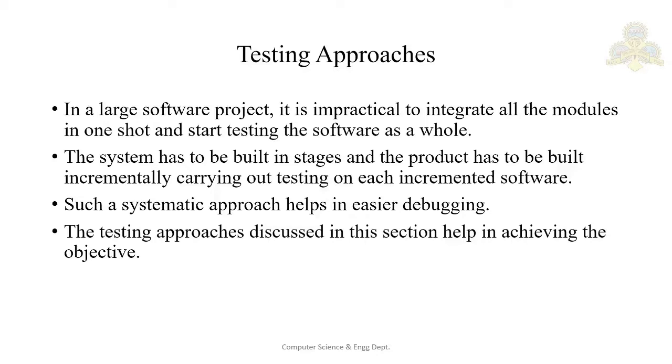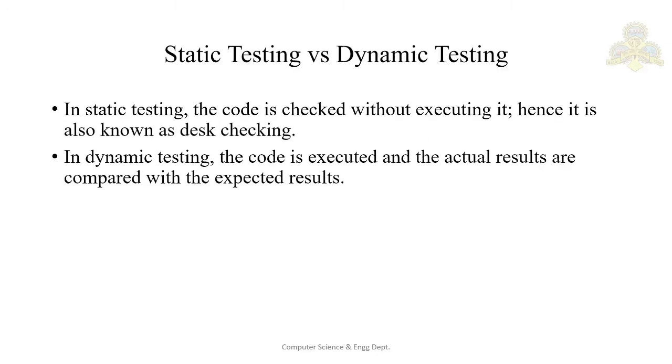The first one we would be talking about is static versus dynamic testing. We have already seen this one in the last chapter, right? What happens in static testing? Once you have written the code, it is checked without executing. Whatever code is written, you will not execute it, but you will just go through the code. This is just a code review kind of thing. Without executing the code, you check whether the code is correct or not, whether it is working fine or not. That's why it is also known as desk checking.